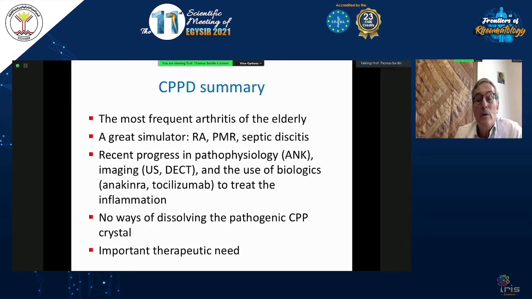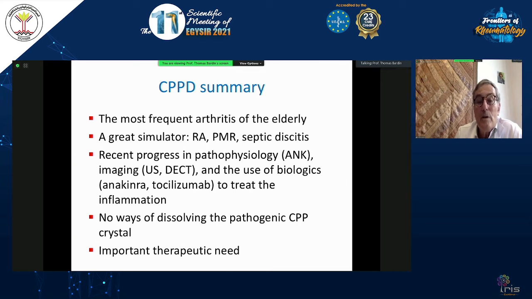So I'm now finishing, and in summary, of course, CPPD is a very important arthritis, which is very much neglected, especially by the pharmaceutical industry, because it's a disease of the elderly, and with the prolongation of our life expectancy, it becomes more and more frequent. It has been called by Dan McCarthy in the early days a great simulator, and this is true.